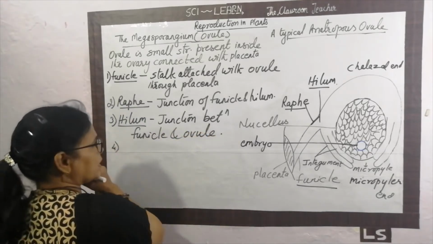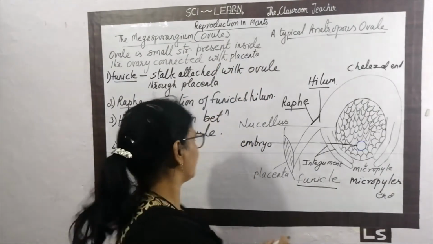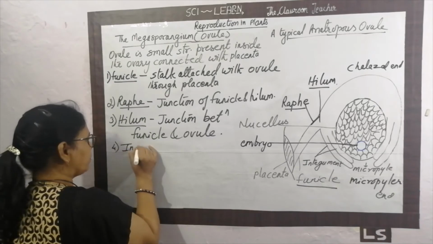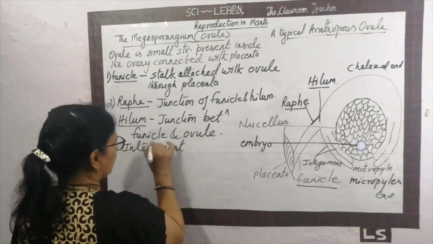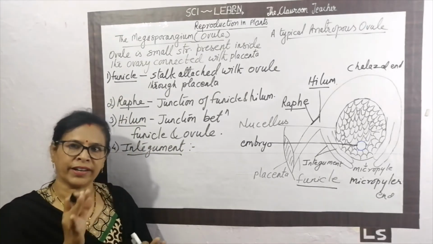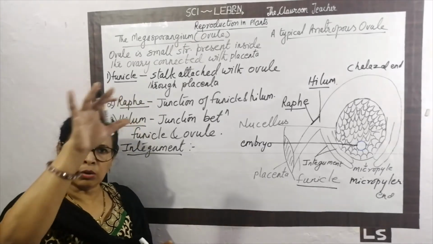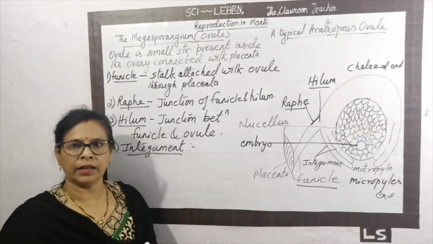Okay. Now, what is the next part? The next part is the complete round structure that is called the integument. Integument is of two types, inner and outer integument. The integument is the protecting layer which covers the whole ovule. So, what is the integument? It is a protecting layer.